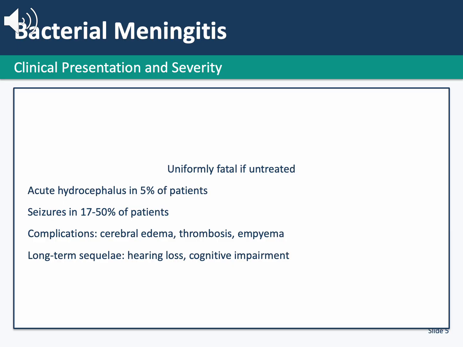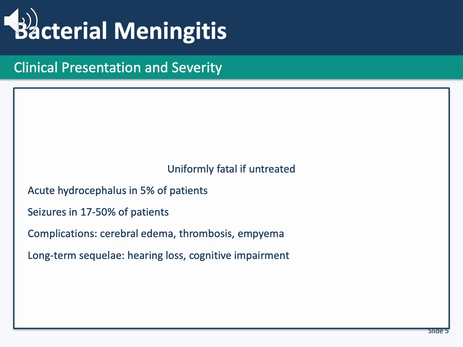Bacterial meningitis is uniformly fatal if untreated. Even with treatment, it may cause acute hydrocephalus in 5% of patients, mainly communicating but rarely obstructive, and seizures in 17% to 50% of patients, especially in children with pneumococcal meningitis. Both hydrocephalus and seizures are poor prognostic factors and increase the risk of death. Other complications include cerebral edema, increased intracranial pressure, cerebral venous thrombosis, ischemic and hemorrhagic strokes, and subdural empyema. Long-term sequelae involve hearing loss, residual focal deficits, cognitive impairment, and epilepsy.